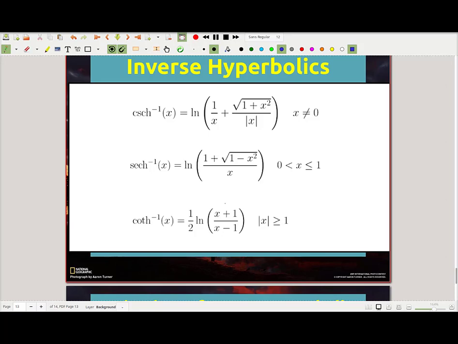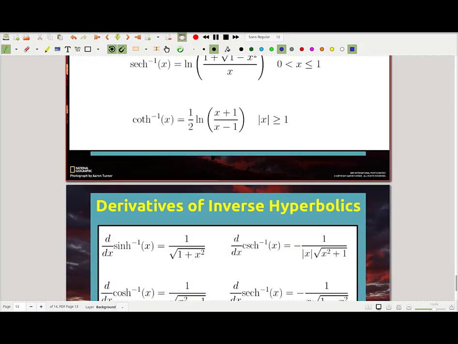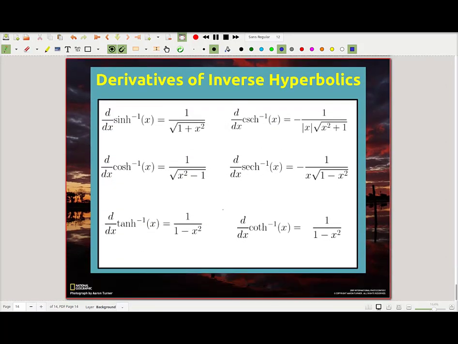And then lastly, because this is calculus, here are the derivatives of those inverse hyperbolic functions. I won't go through the details of how to solve these because once you know what sinh inverse is, for example, you already know how to take the derivative of something like that.